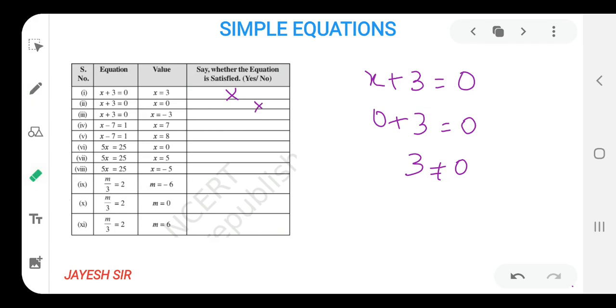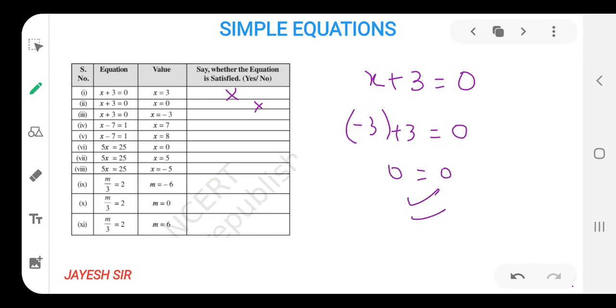So let us begin with the third sum, that is a similar question only, x plus 3 equals to 0. Here we have to put the value of x as minus 3. I am putting the value of x as minus 3 and plus 3 as it is. Here minus 3 plus 3, that means 0, that means equals to 0, that means this equation satisfies, we can say. So that's why we'll put a tick mark over here. That means the value of x should be minus 3, then and only then it would be satisfied and the equation would be correct. I hope you all might be getting it, friends.